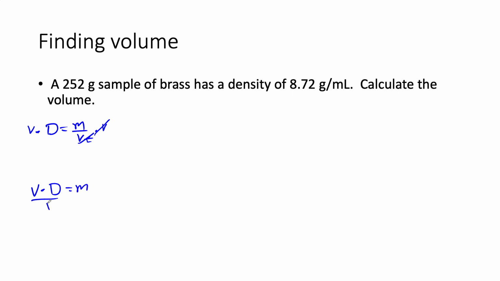Then let's go ahead and divide by density to move it over to the other side. So volume is left by itself, which is what we're looking for, and mass is over density. If we use this equation, we should end up with figuring out what the volume is. Now let's look at the units. Volume is equal to mass, which has the unit of grams, and then density is grams per milliliter.